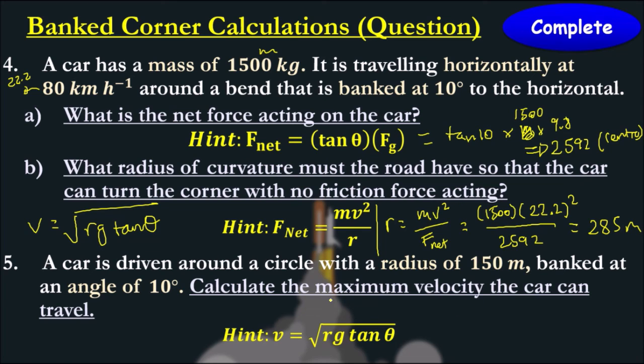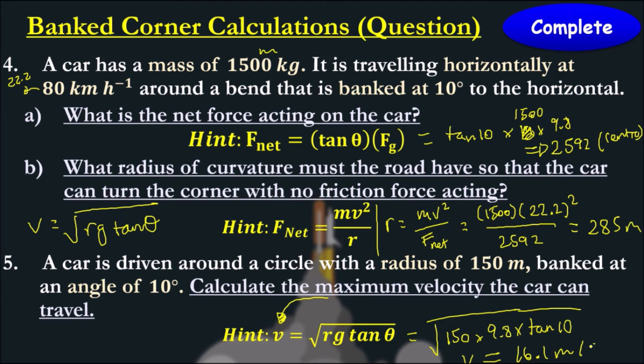Calculate the maximum velocity. Now this time we're looking at design speed. If our radius and angle are like so, our radius 150 times acceleration due to gravity times tan 10, and our design speed would be about 16.1 meters per second. Okay, so there's that.